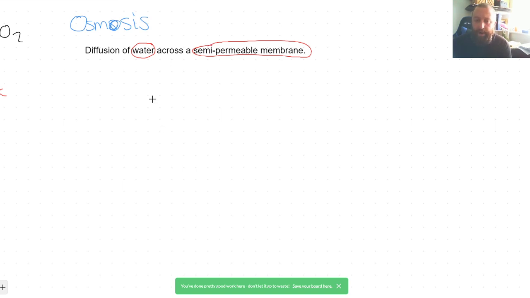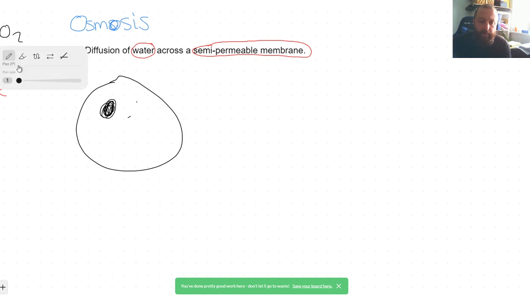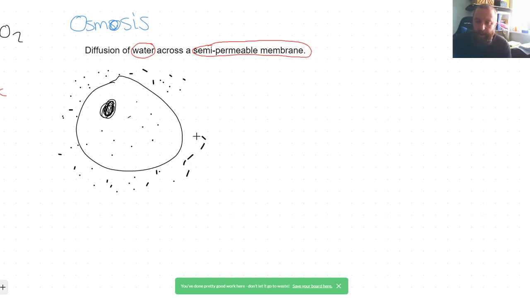Now, when we're talking about this idea of the diffusion of water, if I just draw a very similar diagram to what I did a minute ago. So let's just say we've got a cell of some sort. Right, let me just make that a little bit bigger. So very similar to what I did a minute ago with this. Okay, but I'm going to label it as something a little bit different now. Let's just make this a solution of some sort. So let's just call it salt.